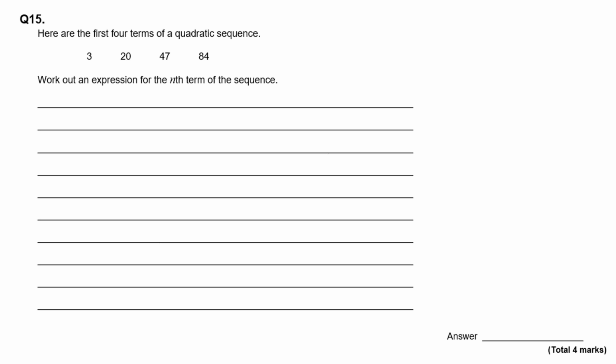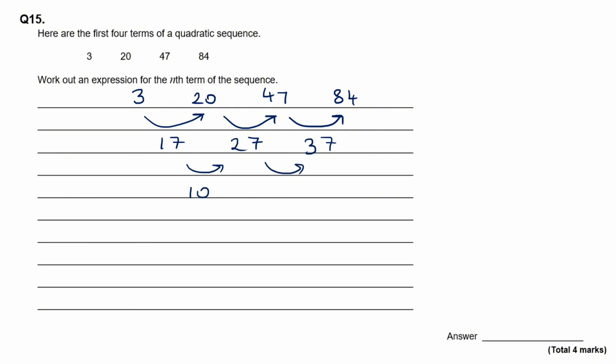Question 15. Here are the first 4 terms of a quadratic sequence: 3, 20, 47, 84. From here to there, here to there, here to there: 3 to 20 is 17, 20 to 47 is 27, and 47 to 84 is 37. So the second difference is 10. I'm going to halve the second difference.